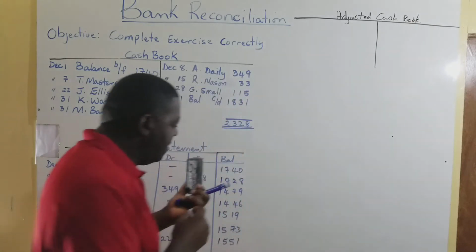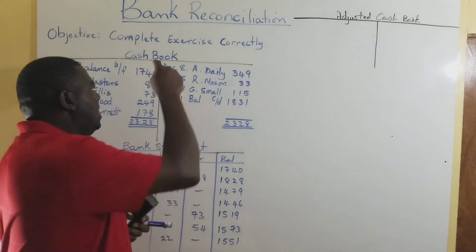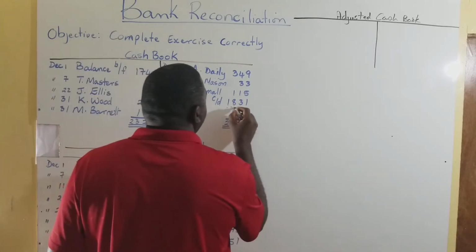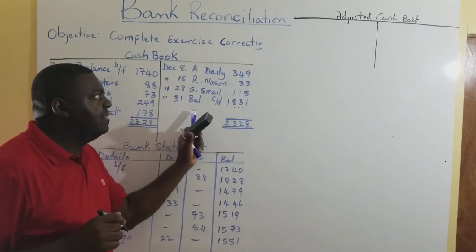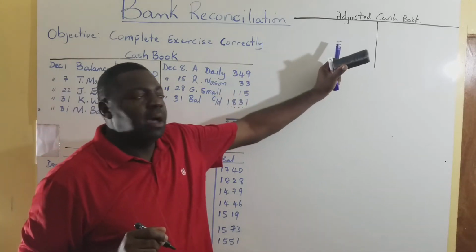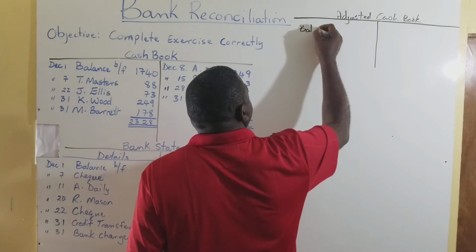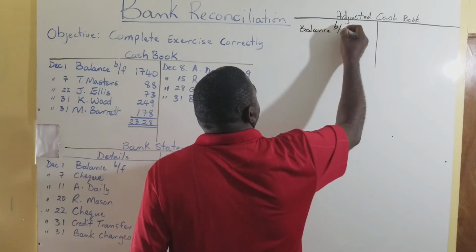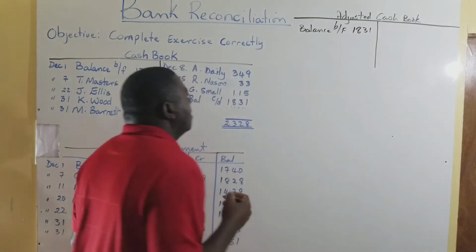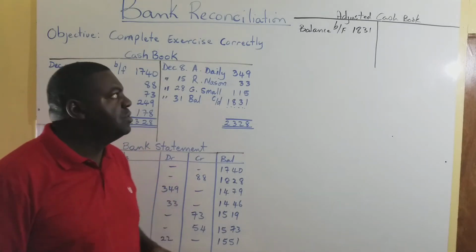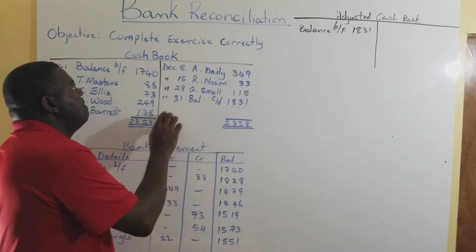Now the first thing to do in the adjusted cash book is to pick up the closing balance from the cash book. We're going to pick up this closing balance. Now the closing balance is on the credit side. Therefore, we're going to have it on the debit side as the opening balance. So we'll have balance brought forward, and that is 1831. Okay, that's the first thing we do if we're going to do the adjusted cash book. We pull the closing balance from the cash book.